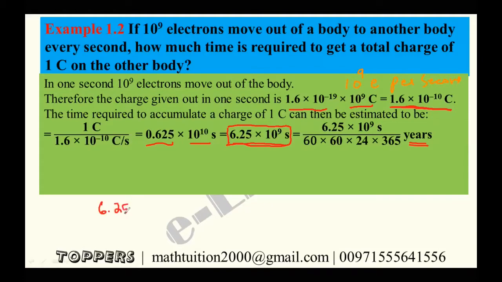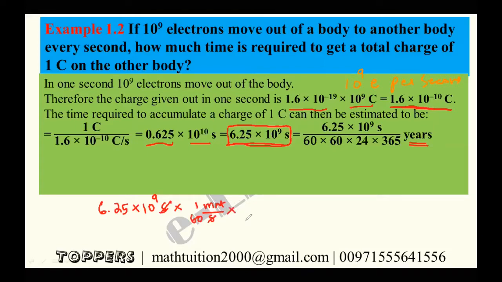See, 6.25 into 10 raised to 9 seconds. Convert the seconds into minutes. To do that, what you have to do? Multiply by a ratio where minute is up and second is down. So 1 minute equals 60 seconds. So second and second get cancelled. We end up with minutes.